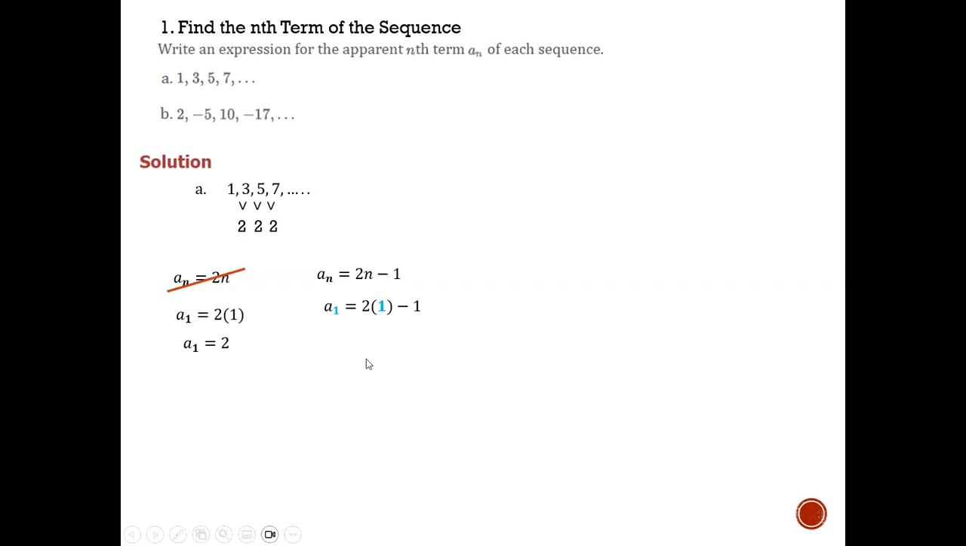So let's check this one. What if I plug in a 1, which means I want to generate the first term, which is a 1. So plugging in a 1 for n, 2 times 1 is 2 minus 1. 2 minus 1 is 1, and it does check. That is the first term. So a sub 1 is 1.